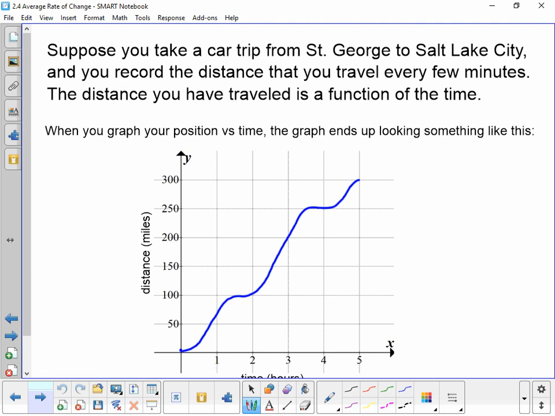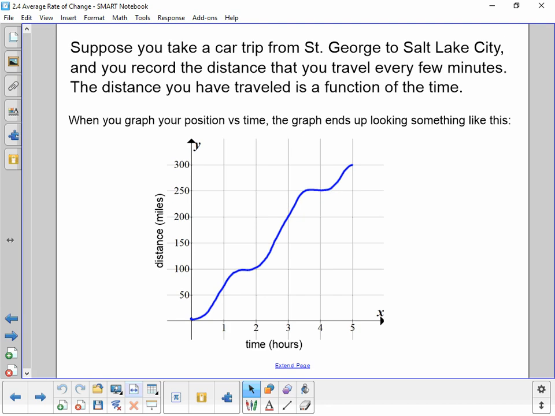Suppose you take a car trip from St. George to Salt Lake City and you record the distance that you travel every few minutes. The distance that you travel is a function of the time, or how long you have been traveling. If you graphed your position versus your time, the graph might look something like this. On the x-axis, we have the time in hours, and on the y-axis, we have the distance that you've traveled in miles.